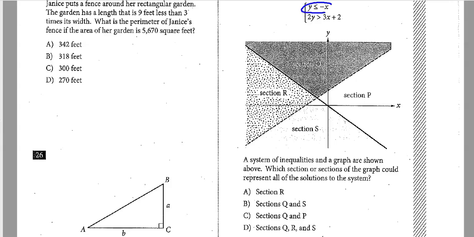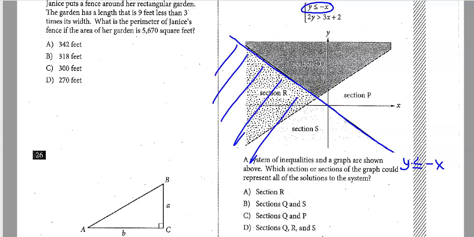We have y less than or equal to negative x. So I know it has a negative slope. So that's this line. Here's the line y equals negative x. But if I want y less than or equal to negative x, less than means I'm going to shade below that line. So I'm going to shade all of this over here. It is a solution to the first inequality. All those ordered pairs make that true.